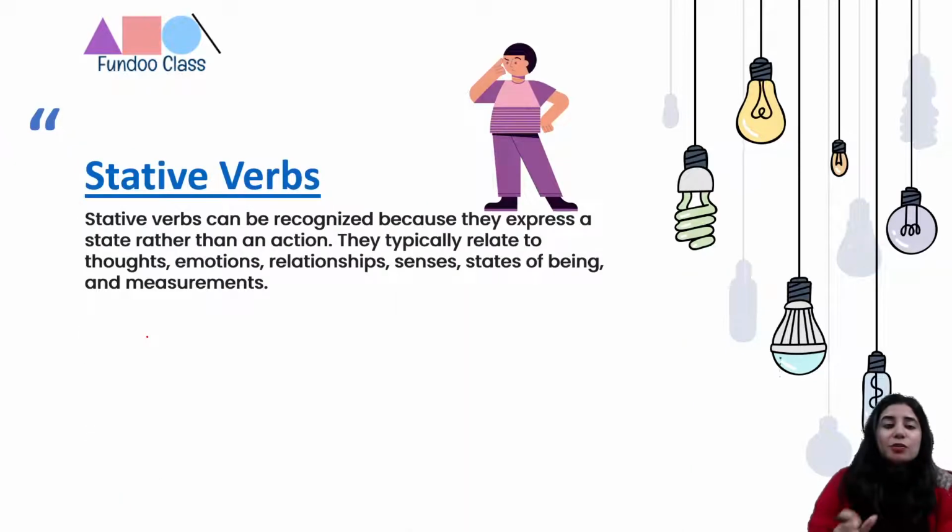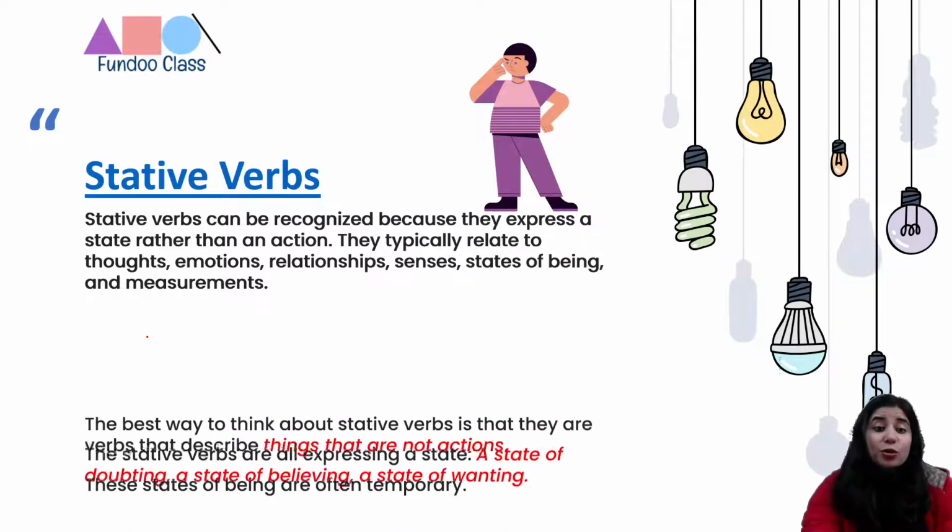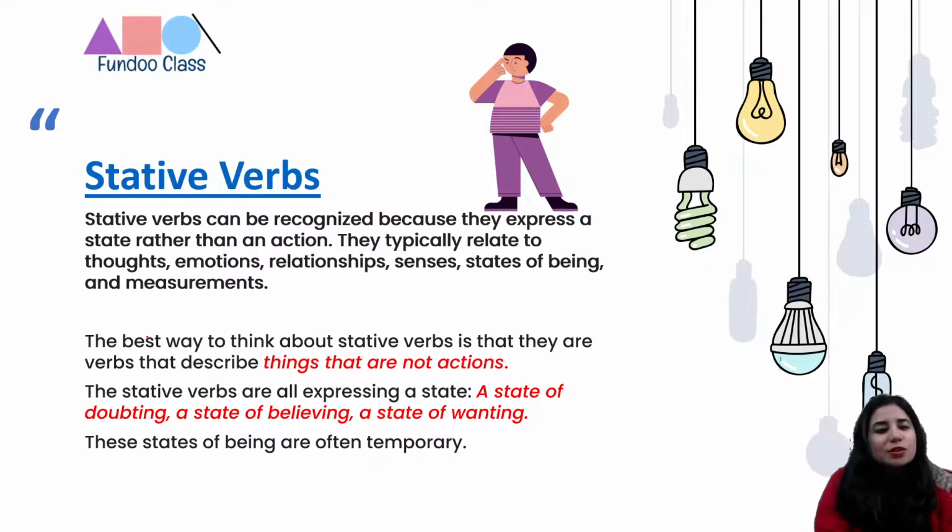So let's further proceed and learn about a very important concept which we call stative verbs. Like I stated, the word itself indicates that stative verbs are the ones where there is an expression of a state rather than an action, right? They can relate to emotions, relationships, senses, state of existence and measurements. This is interesting to explore, and we are going to take some examples. The best way to think about stative verbs is that they are verbs that describe things and not actions, like I stated a minute before.